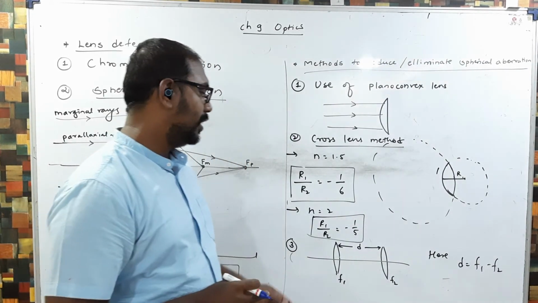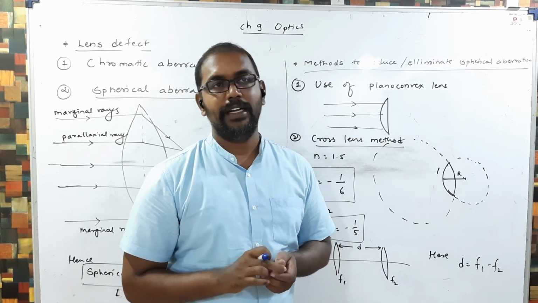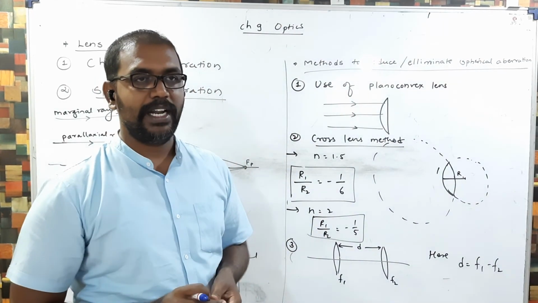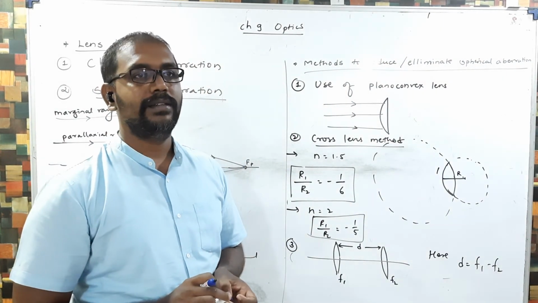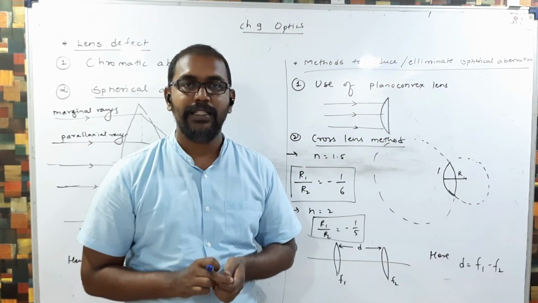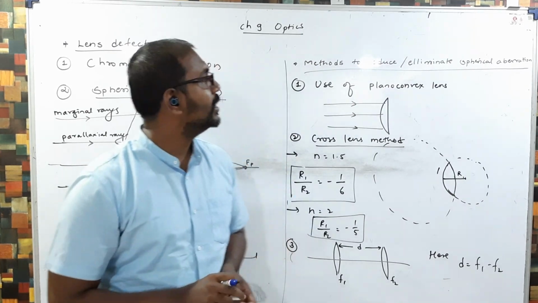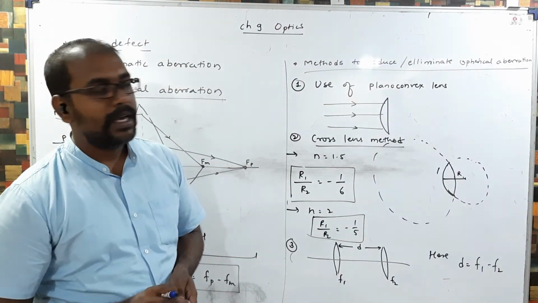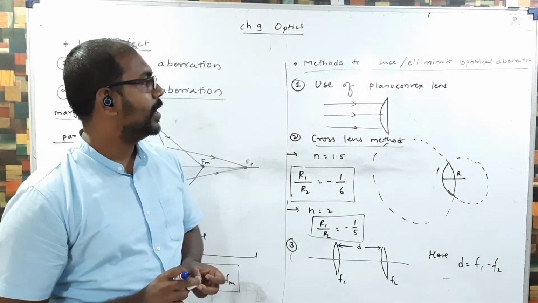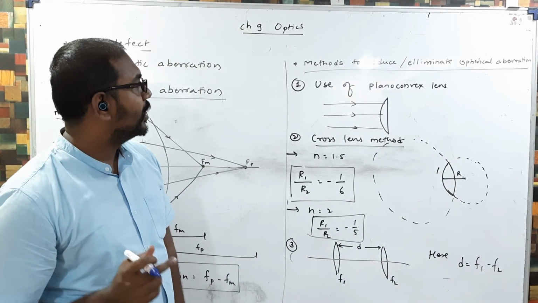And the fourth method is we can use a combination of convex and plano-concave lens. जो convex lens use कर रहे हैं उसकी focal length कम होनी चाहिए and plano-concave lens की focal length ज़्यादा होनी चाहिए. Such combination we can use to minimize the spherical aberration. हमने यहाँ पे कुछ methods learn किए हैं to minimize this spherical aberration. ठीक है, I hope everyone understood this.